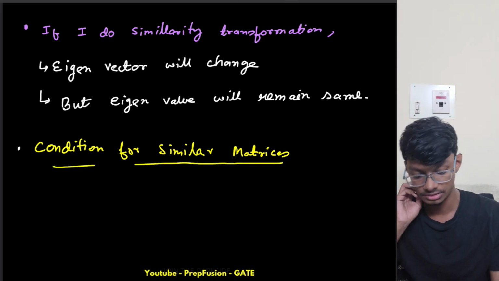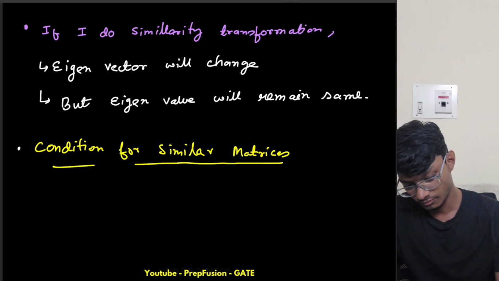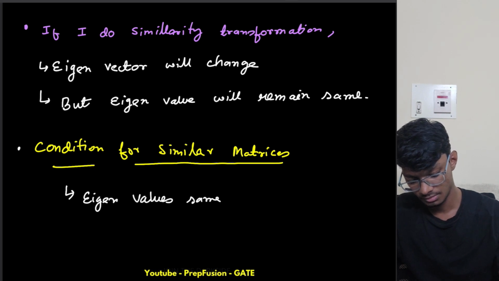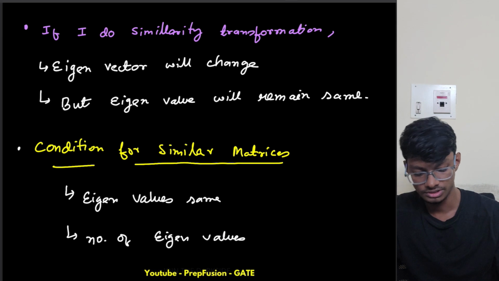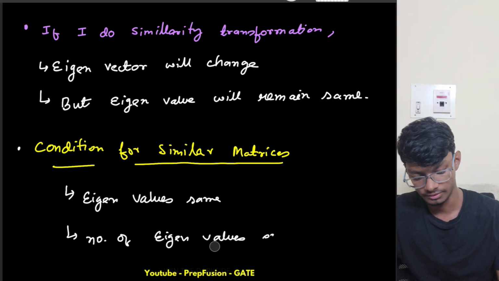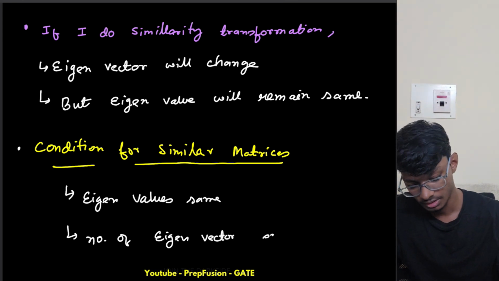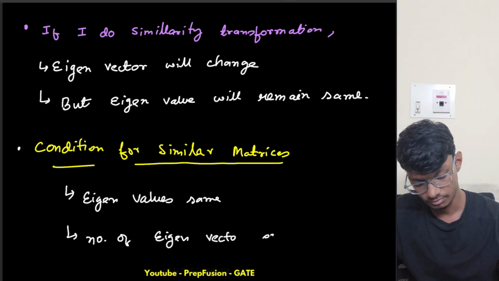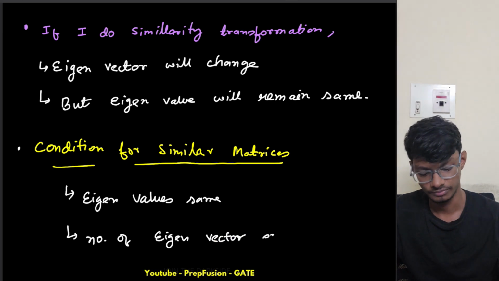What is that condition? The first condition is that the eigenvalues should be the same, and the second condition is that the number of eigenvectors should be the same also. Sorry, not the number of eigenvalues, the number of eigenvectors. The number of eigenvalues is the same only. The eigenvectors may be different, but the number of independent eigenvectors should be the same. So by eigenvector, we mean independent ones only.